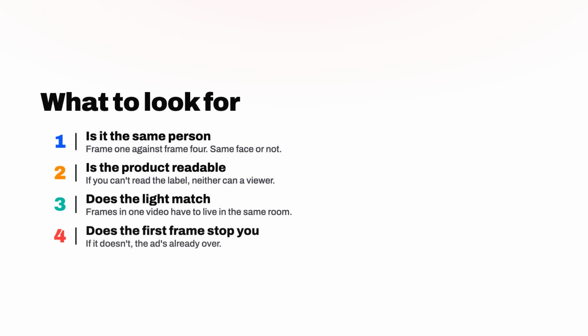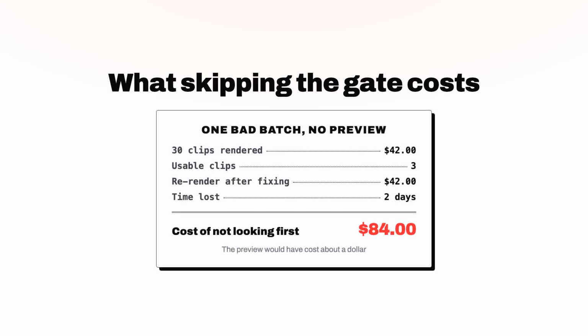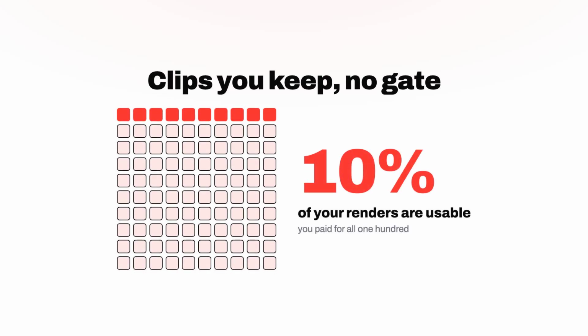So when you're looking at a storyboard, here's what you're actually checking. And when something's off, it's usually one of 4 things. Each has a different fix. Here's the actual arithmetic on skipping this gate. It's not small. Put another way. Without the gate, roughly 1 clip in 10 survives.